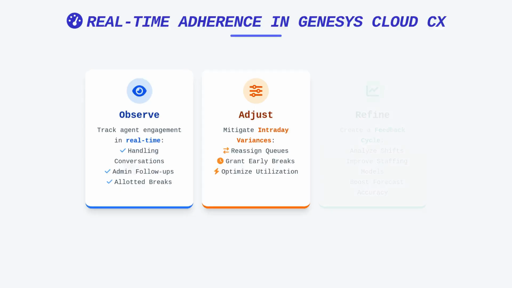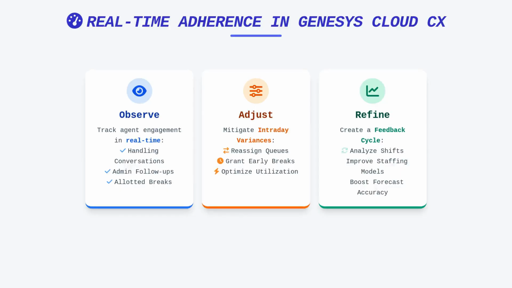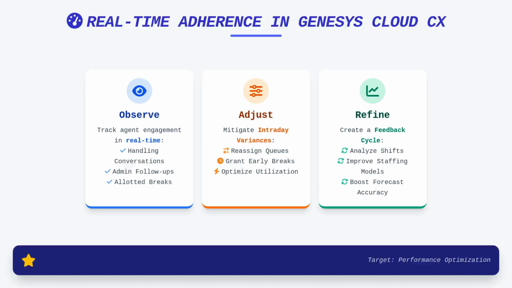Consistently analyzing these intraday shifts helps you refine your future forecasting, creating a feedback cycle that gradually improves the accuracy of your staffing models over time. Mastering these adjustments is what separates a reactive contact center environment from a proactive, well-optimized organization that consistently hits its performance targets.